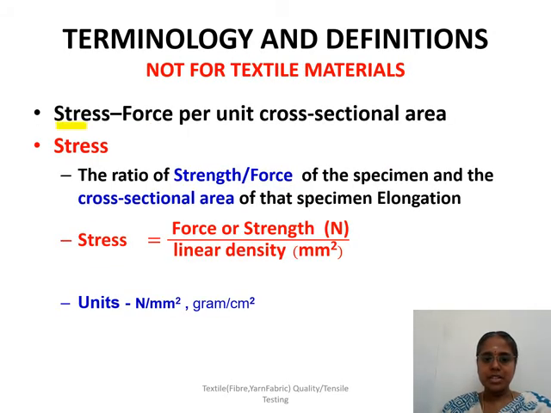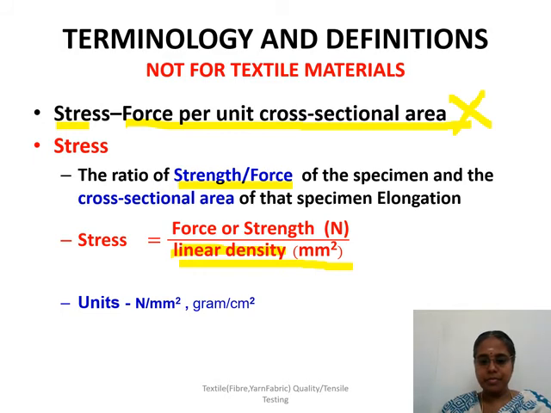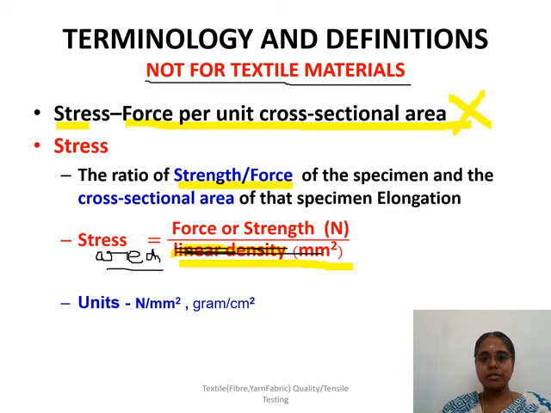Next is stress. Stress is force per unit cross-sectional area. We do not use this in textiles. Instead, we use, so this is force in Newton divided by linear density. No, this is not linear density here. It is wrong. It is area. Force by area. The unit is right, but the term here is wrong, so I want you to change. This is area. So it is Newton per mm square or gram per centimeter square. This is not used for textile materials.